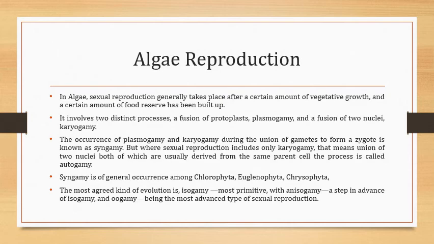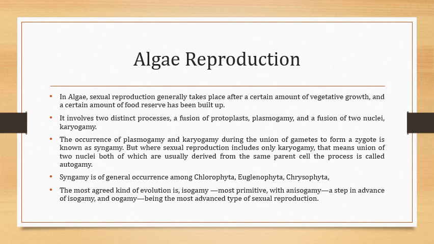The reproduction in algae is a complex process. In algae, sexual reproduction generally takes place after a certain amount of vegetative growth and production of food reserve. It involves two distinct processes: fusion of protoplast, that is known as plasmogamy, and a fusion of two nuclei, that is karyogamy. The occurrence of plasmogamy and karyogamy during the union of gametes to form a zygote is known as syngamy. But when sexual reproduction includes only karyogamy, that means union of two nuclei, both of which are usually derived from the same parent cell, the process is known as autogamy.